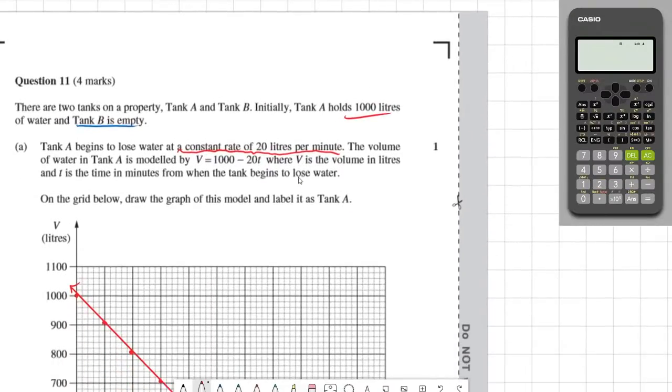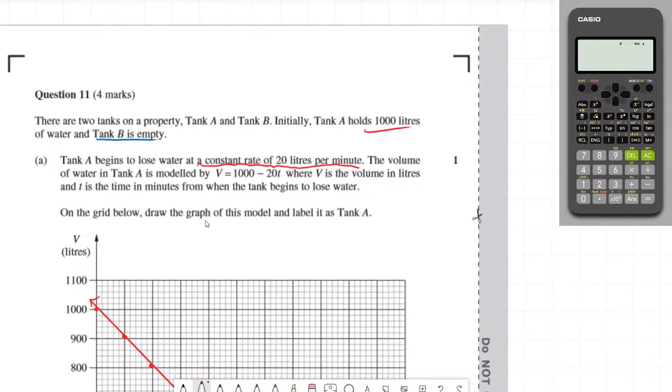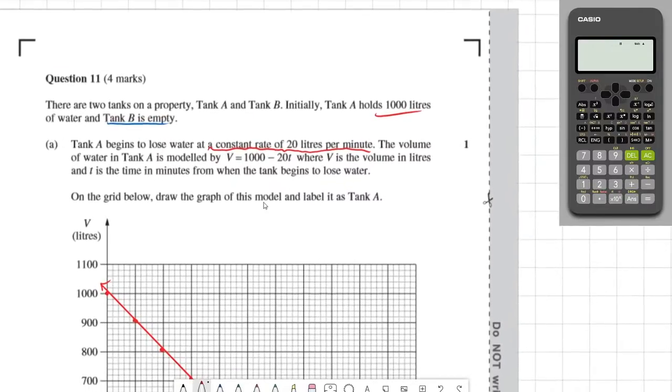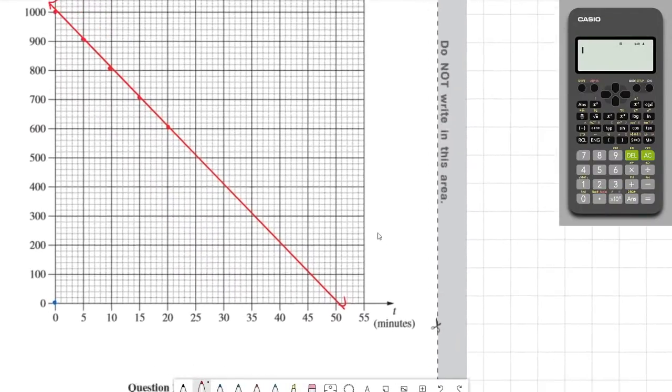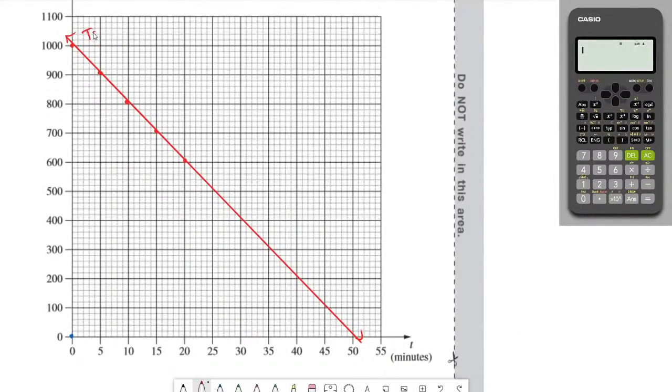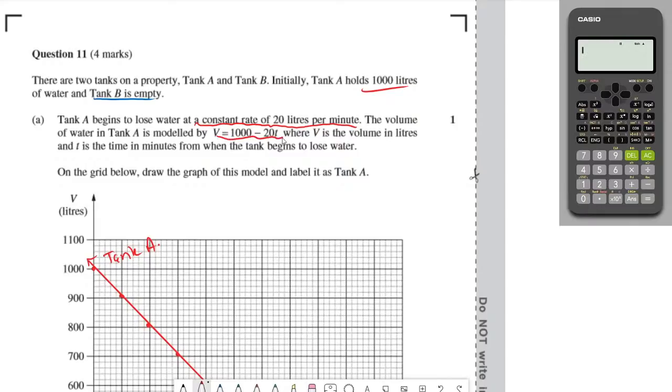And our second function, so the volume of the water in tank A is modeled by V is equal to, well, I just did that, where V is the volume in liters and T is the time in minutes where the tank loses water. On the grid below, draw the graph that models this and label it as tank A. So looking at that graph, V is equal to 1,000 minus 20T. Y-intercept, gradient.